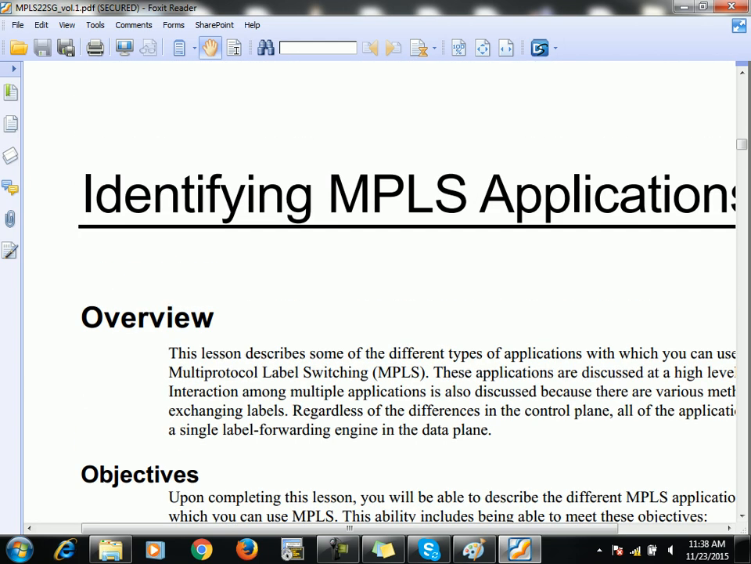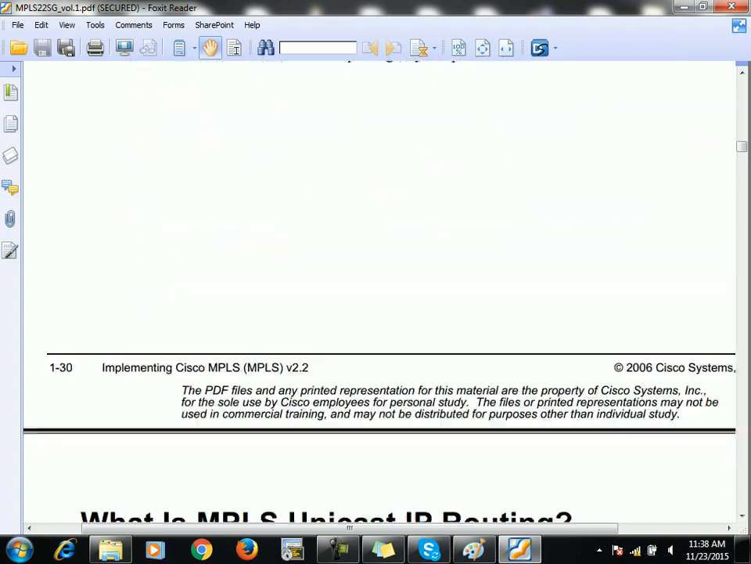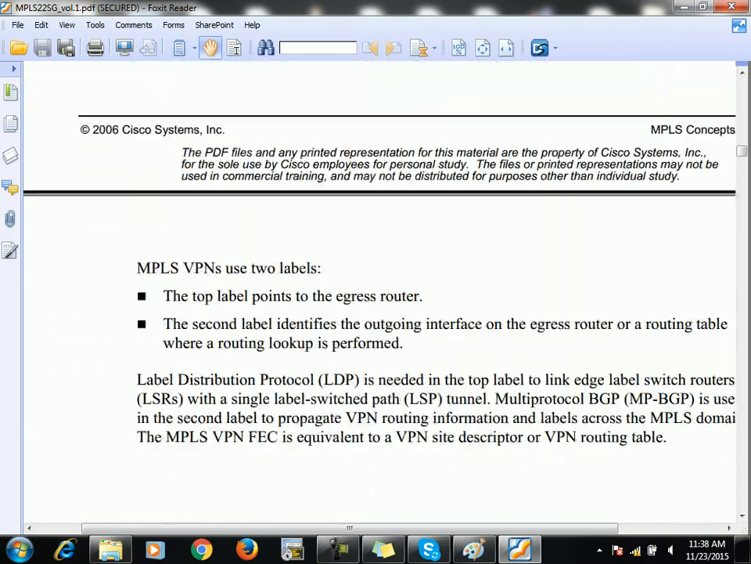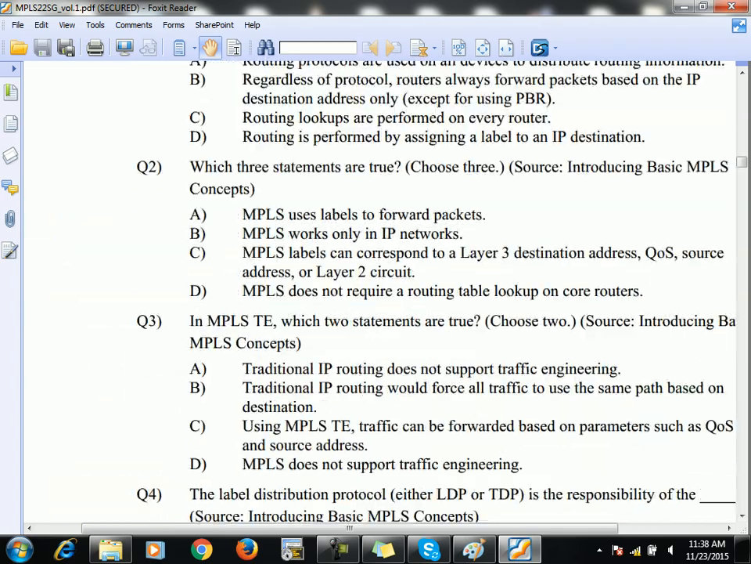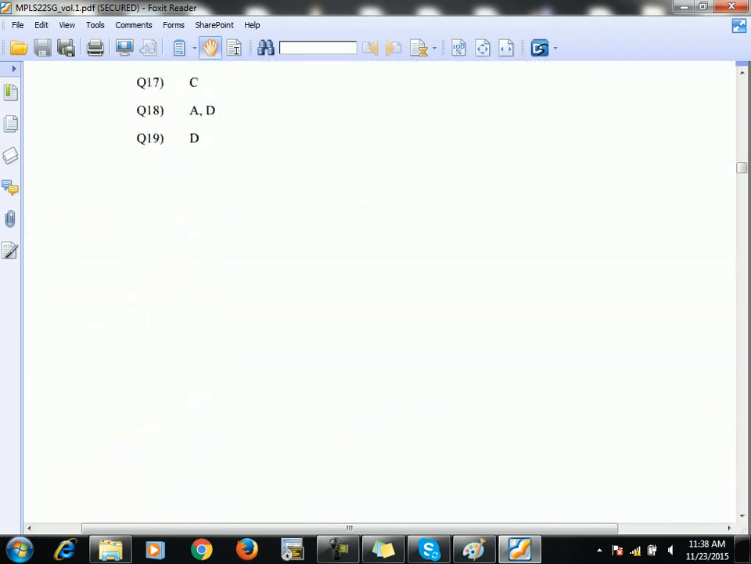Next is identify MPLS applications. Forget about it. We don't need to go for this chapter now. They are just talking about traffic engineering and the VPNs and all. Forget about them. We don't need to go for that.